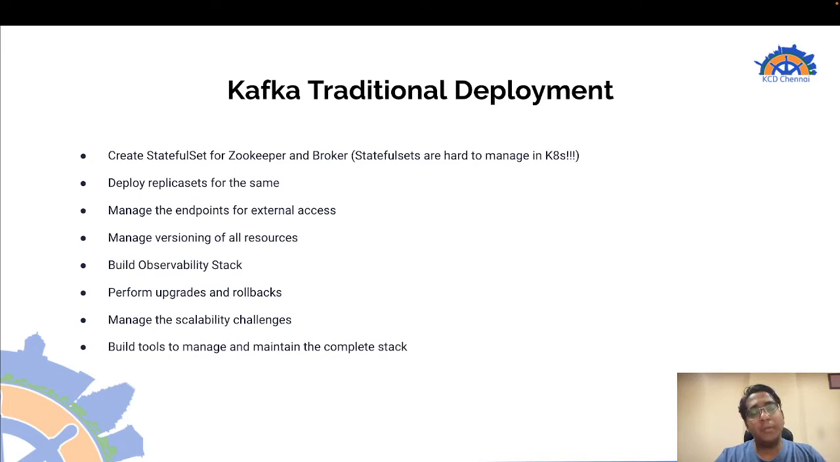You're going to deploy these replica sets, manage these endpoints for external access. You have to manage the versions of all the resources. Remember that for a given broker version, you need to have the right Zookeeper version as well. Then you have to build your own observability stack. You have to perform upgrades, rollbacks, manage the scalability challenges. And then you also will have to build a lot of tools to just maintain this complete stack.